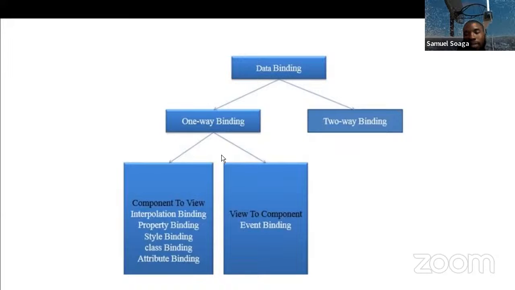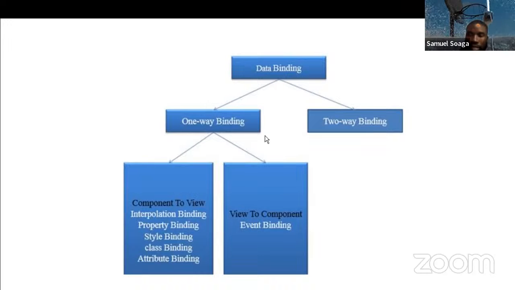In one-way data binding, information is either passed from the component to the view or from the view to the component. The types of data binding that pass information from the component to the view are interpolation, property binding, style binding, class binding, and attribute binding. But when information is passed from the view to the component, that is event binding, when an event has to happen for information to pass across to the component template.